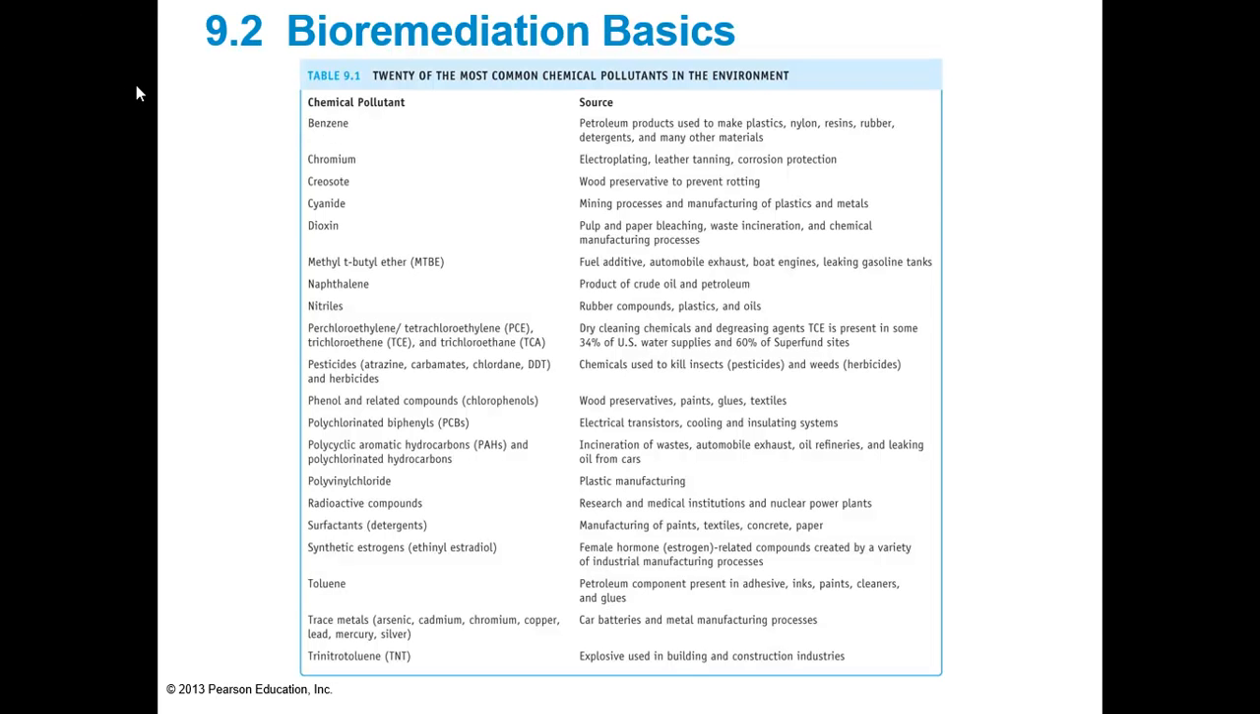So perchloroethylene, tetrachloroethylene, which is PCE, trichloroethylene, which is TCE, and trichloroethane. These are degreasing and dry cleaning agents. There was a lot of degreasing that was associated with the aircraft industry. So you find a lot of these contaminated sites at Air Force bases. Polychlorinated biphenyls. Carbon tetrachloride is another one that's not listed on here. Explosives like trinitrotoluene, and then trace metals.